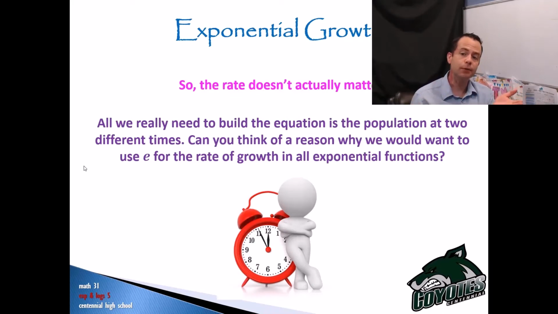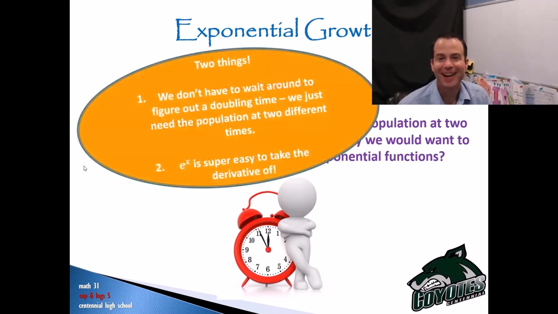So can you think of a reason why we would want to use e for the rate of growth in all exponential functions? Well, I can think of 2. If you haven't thought of any, I'll give you some. Number 1, we don't want to have to wait around to figure out a doubling time. Using e, we can just get going right on the math. Nobody has to sit there and figure out when that population doubles and what exact moment it doubles so that we know what the doubling time is. All we need is the population at 2 different times.